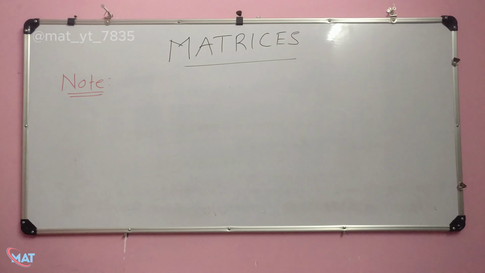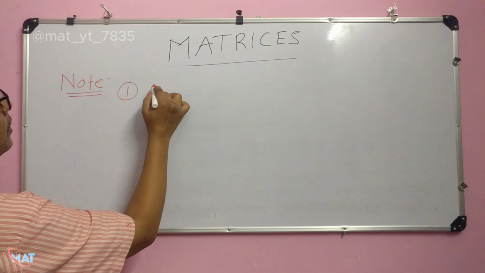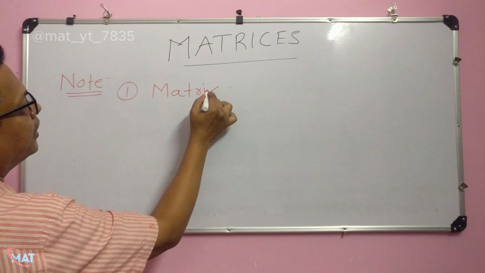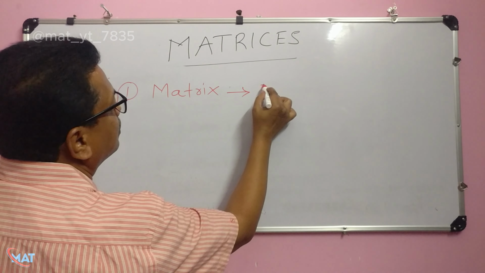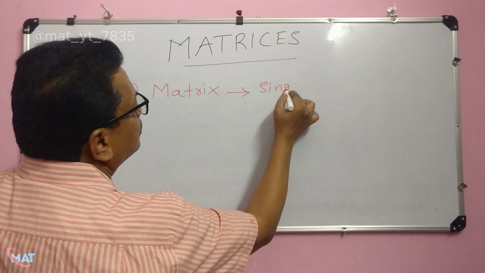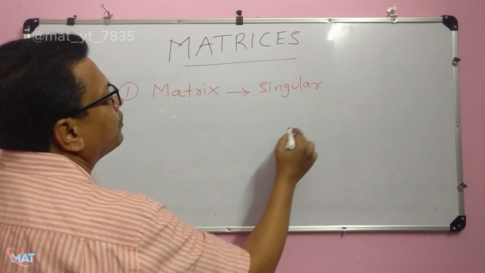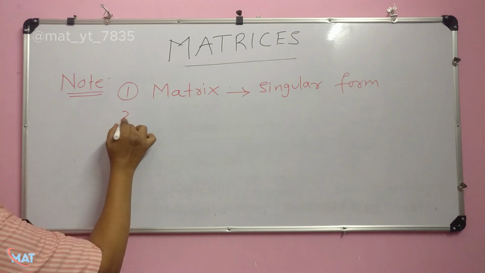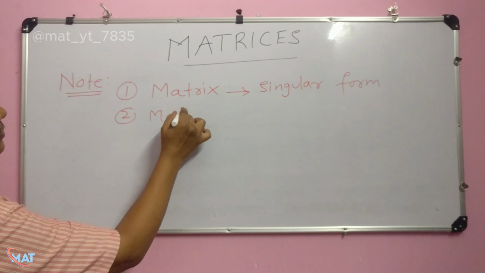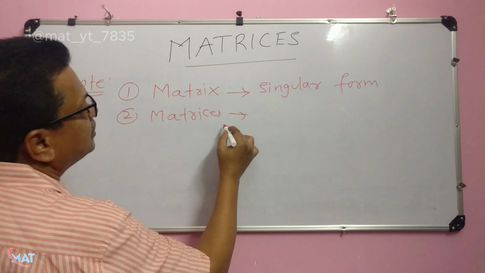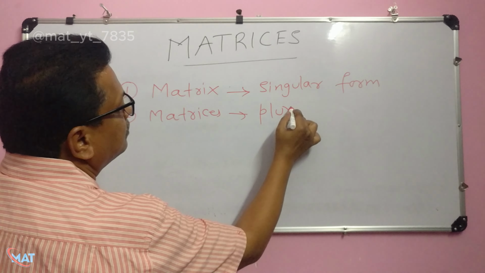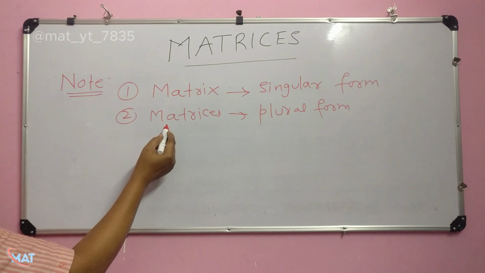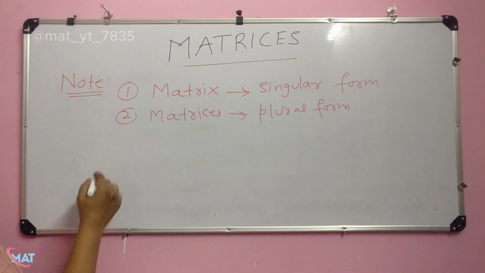Same on definition. Note. First one. Matrix, if you say, it is a singular word. Singular form. If you say matrices, it is the plural form. Matrix means singular form. Plural form is matrices.